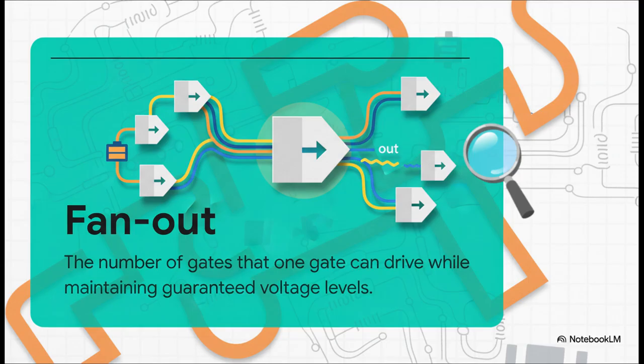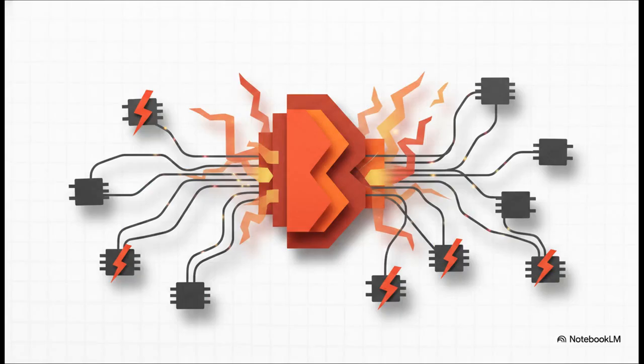It's like how many listeners can one speaker talk to at the same time before its voice gets too quiet to hear. And it all boils down to how much electrical current that output can provide. And let me tell you, violating this rule is a huge deal. If you try to have one gate drive too many others, if you exceed its fan-out, you are asking for trouble. Its output voltage will start to sag, right down into that forbidden zone we talked about, and boom, you've got errors. The chip itself will get hotter, it'll become less reliable, and eventually it could just fail completely. This is a textbook cause for those nightmare bugs that are impossible to track down.